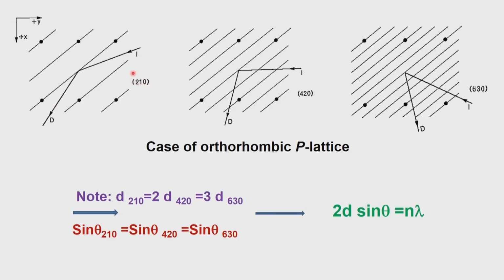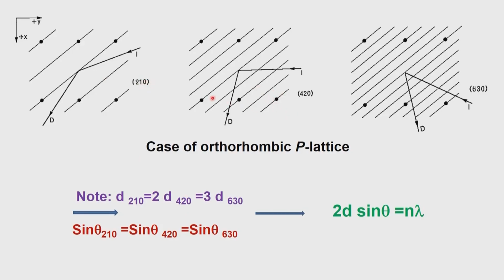You consider plane 210 alone. The plane 210 is parallel to several planes. So, if you consider 210 only, you will see that the incident ray is here and the diffracted ray goes like that. I have indicated plus and y as the directions. So, you will get a value of sin theta 210. Since 2d sin theta is n lambda, d 210 in fact is equal to 2 d 420, because you are now making 2 into 2 and 1 into 2.